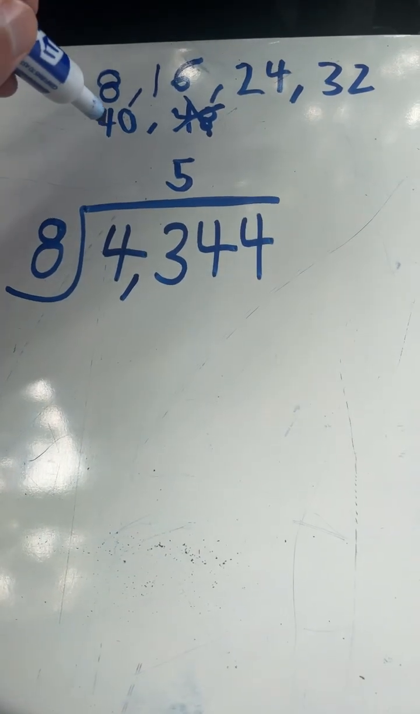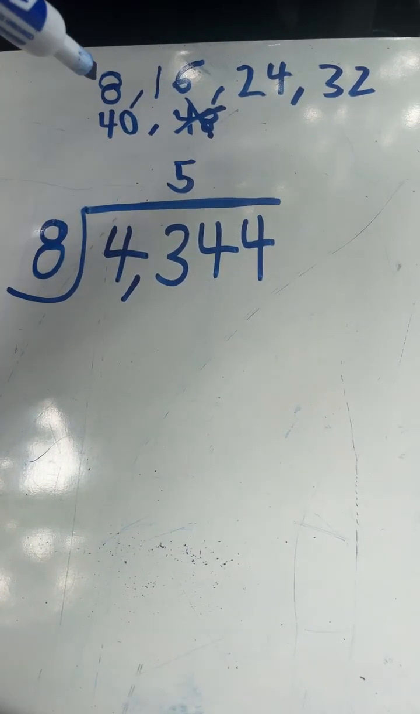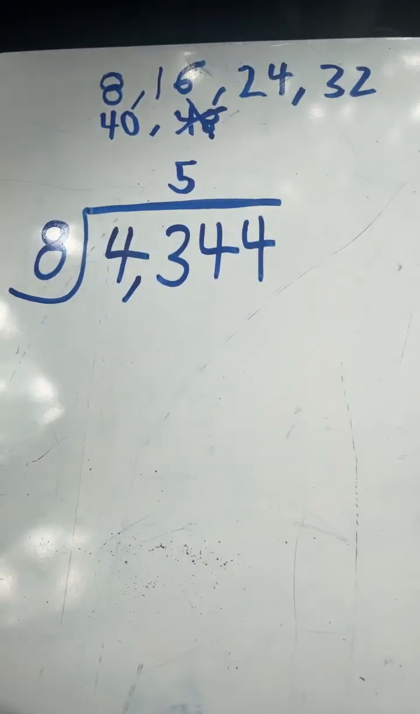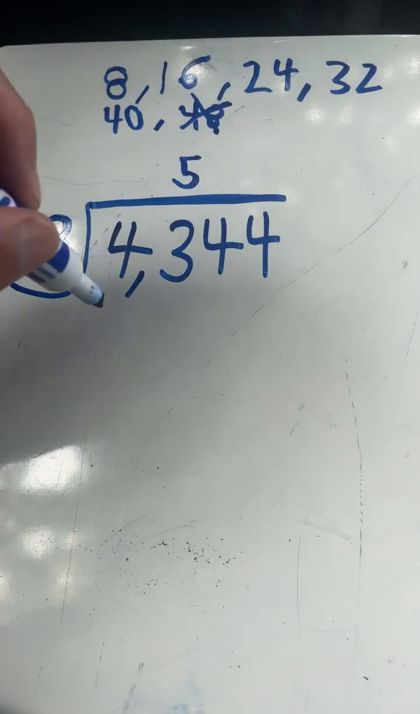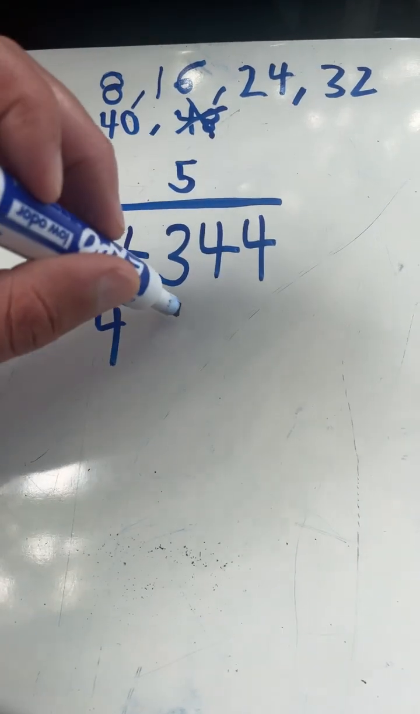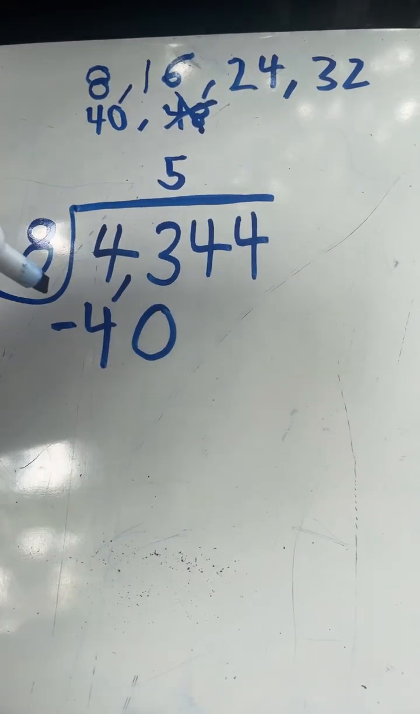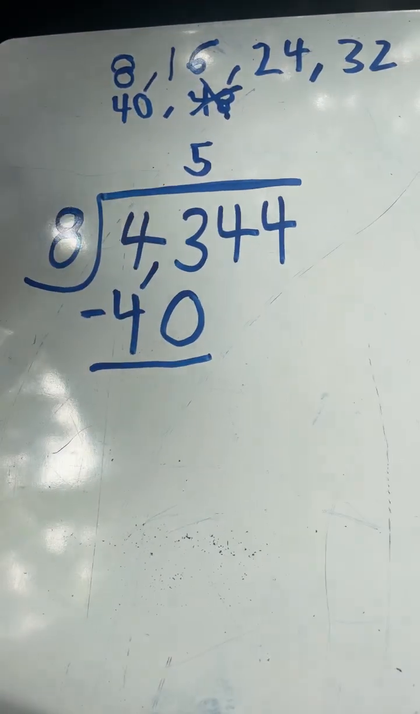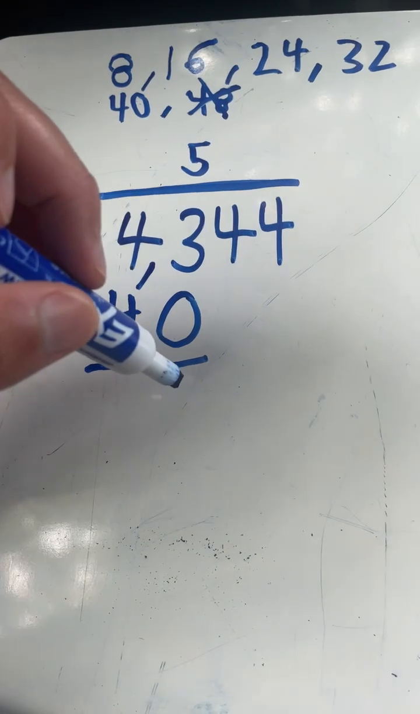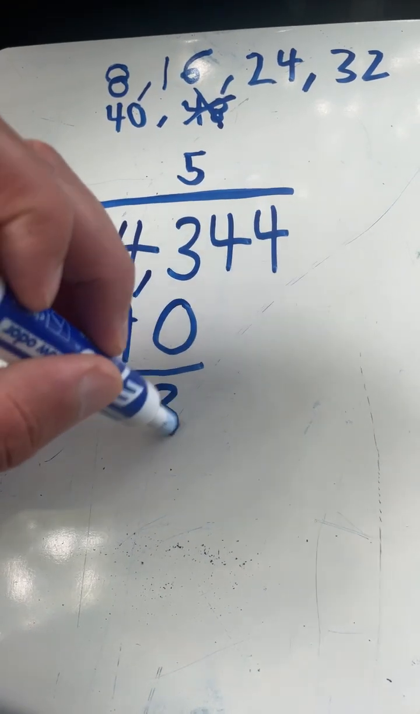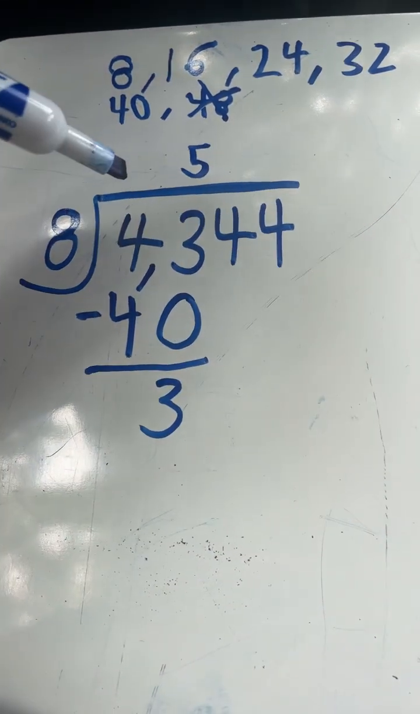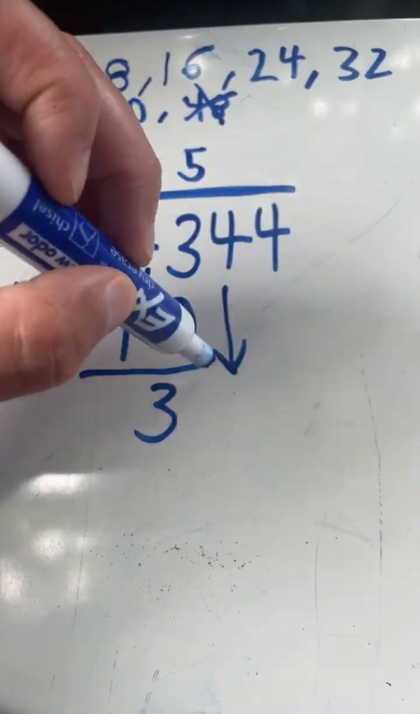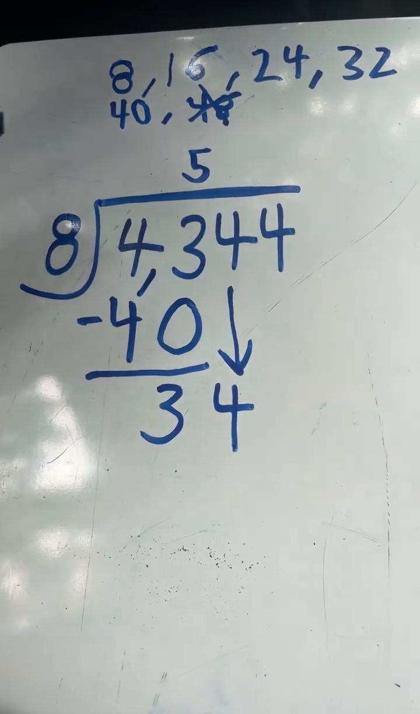40 was the closest number I landed on counting by 8s prior to 43. The next multiple of 8 will be more than 43, so we're going to do 43 minus 40 to find the remainder. 43 minus 40 equals 3. So now the next step is we have to bring down the next digit. So I'm going to bring down the 4. That 3 becomes 34.